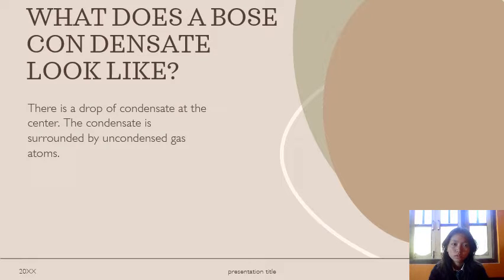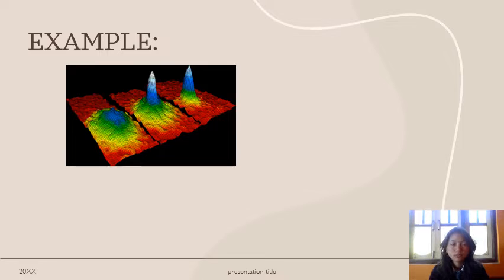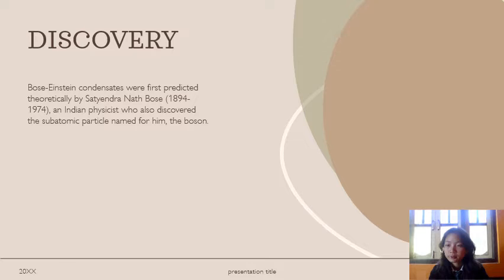What does a Bose condensate look like? This is a drop of condensate at the center. The condensate is surrounded by uncondensed gas atoms. Let's look at how it looks in the next slide. It looks like this. Moving to the next slide.